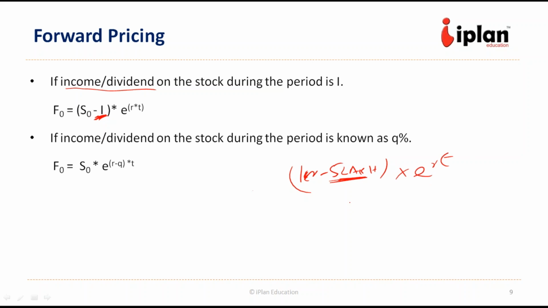Now, the other way is if you don't know the absolute value of how much dividend you are getting on the shares. In that situation, if you know the percentage, you can reduce that percentage from the required rate of return or the interest rate, the risk-free rate here. I'm so sorry, the risk-free rate here. So reduce the income if you know it in terms of percentage. So you need the dividend yield, not the dividend percentage.